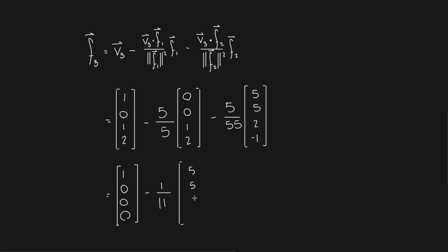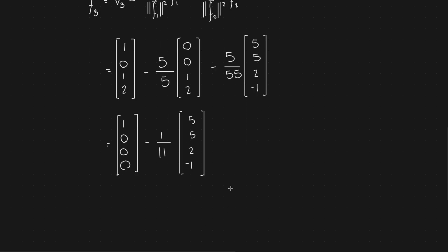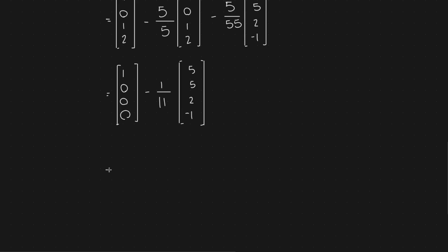We have 5, 5, 2, negative 1. So if I subtract these, I get a common denominator here. 11 over 11 minus 5 over 11 is 6 over 11. And the rest of the subtraction is easy. 0 minus 5 over 11 is negative 5 over 11. 0 minus 2 over 11 is negative 2 over 11. And 0 minus negative 1 over 11 is positive 1 over 11.